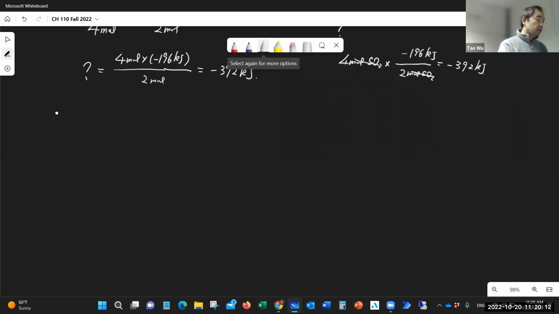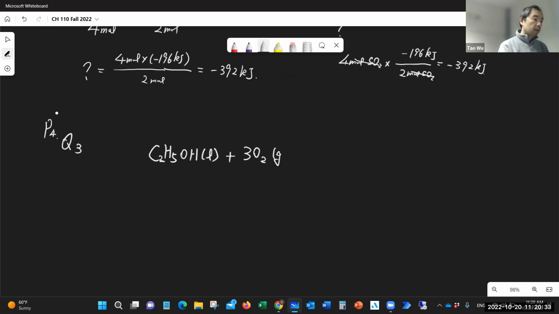So let's first set up this equation. Ethanol reacts with 3 moles of oxygen to form CO2 and water.